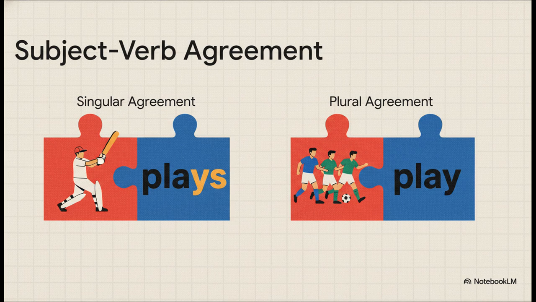A singular subject gets a singular verb. He plays cricket. Notice that vital S on the end of plays. But a plural subject gets a plural verb. They play football. No S needed. Matching these up correctly is honestly one of the fastest ways to instantly improve your grammar score.